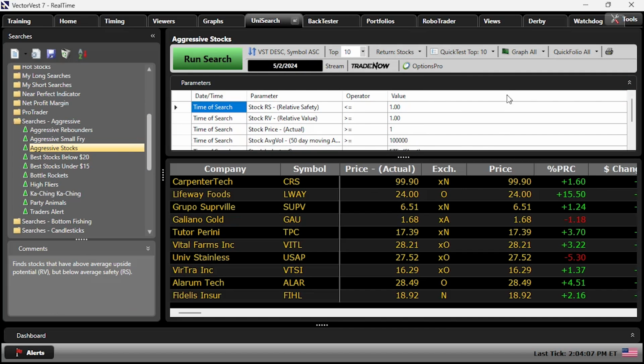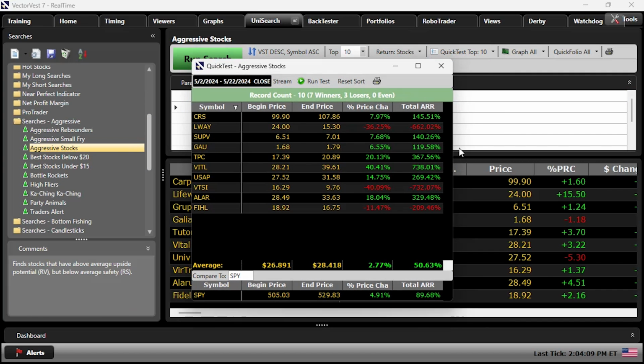Now, does this always work? Well, let's go find out. 2.77% on aggressive stocks. Still 7 winners, 3 losers, but not nearly as much as what the spiders did. So we didn't outperform the spiders. But again, this is part of being a little bit more aggressive. You're going to assume more risk. That'll happen. But VITL up 40%, TPC up 20%, Alarm up 18%.